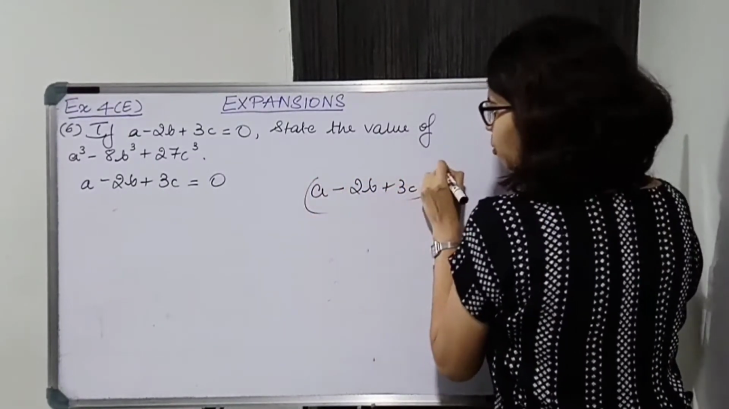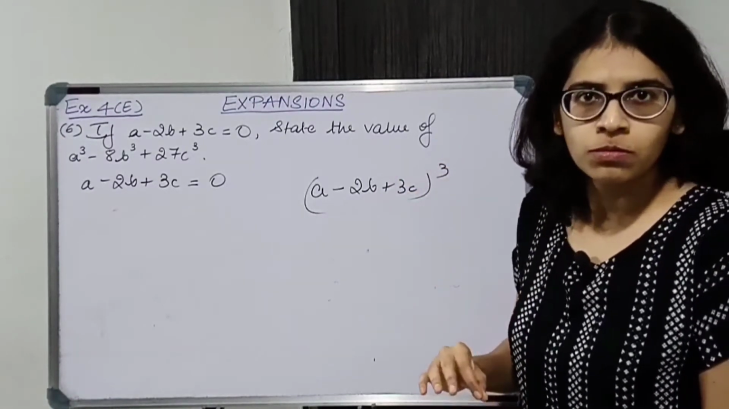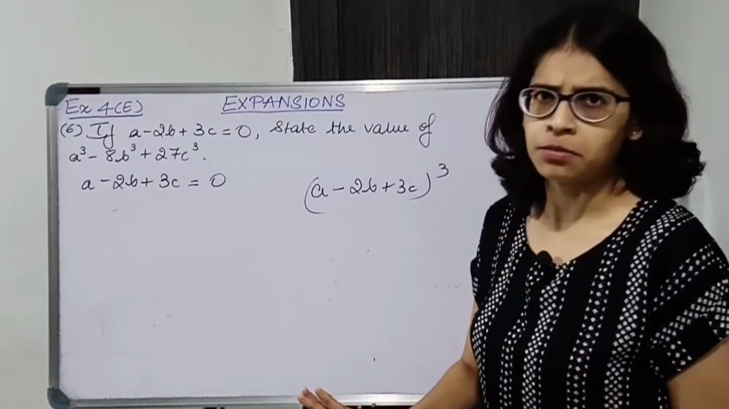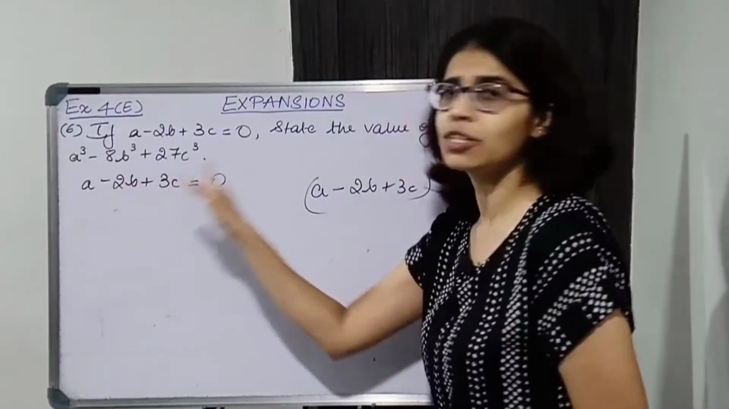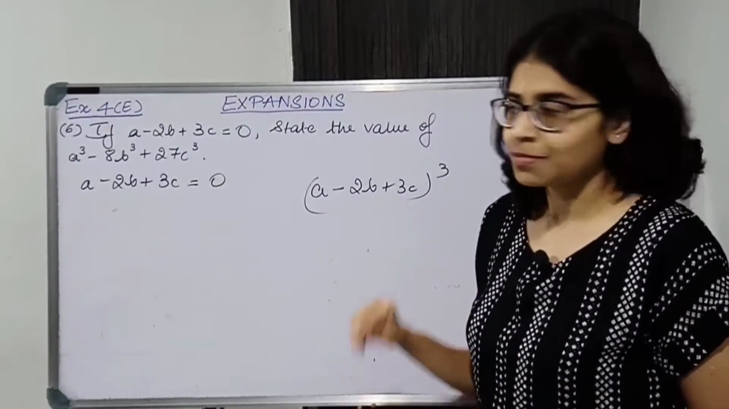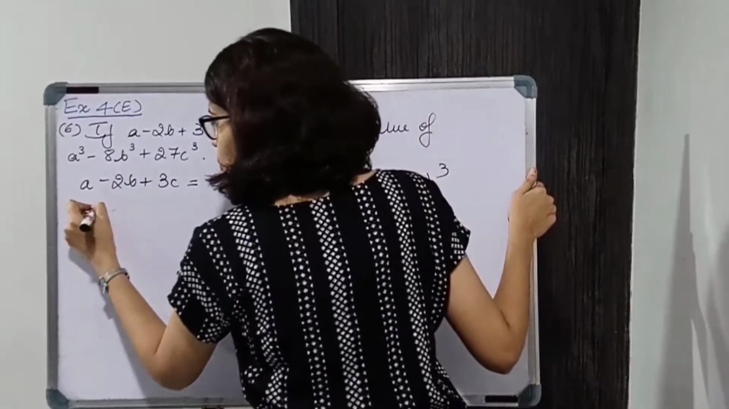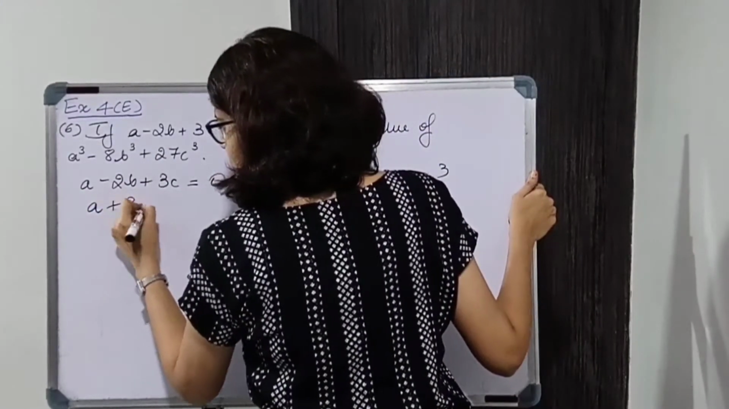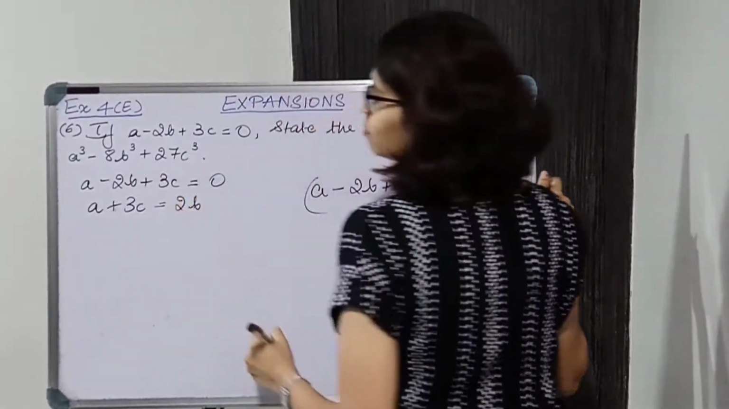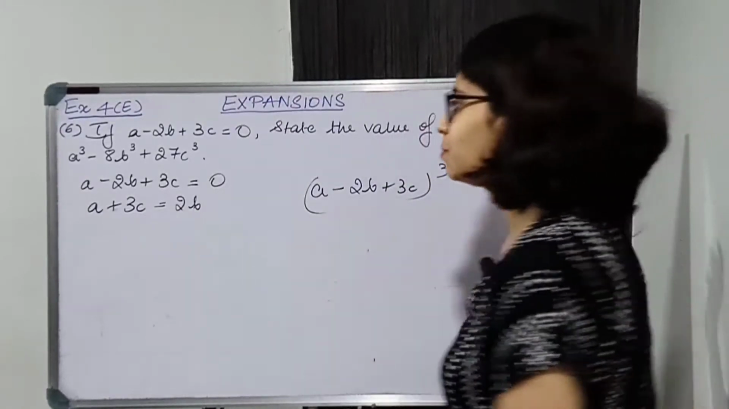So do I know the formula for this a plus b plus c the whole cube? No. So what I'll do, I'll shift one term on the other side. You can shift any term. You can shift a, you can shift 2b, you can shift 3c. Okay. You will ultimately get the correct answer. So I'm shifting 2b over here. Okay. So a plus 3c, I'll keep as it is. I'll shift 2b, so this will become positive. Okay. Now what I'll do, I'll cube on both the sides.